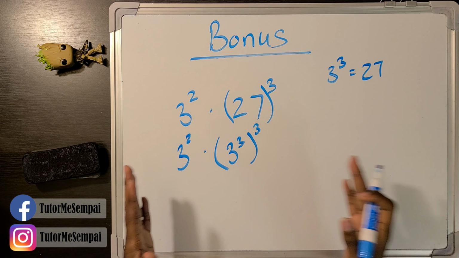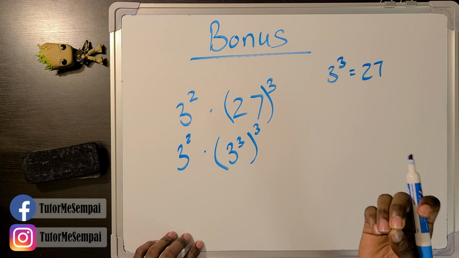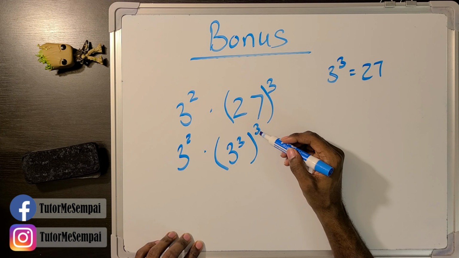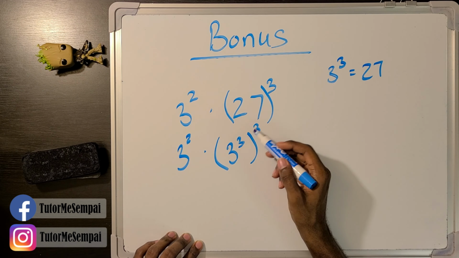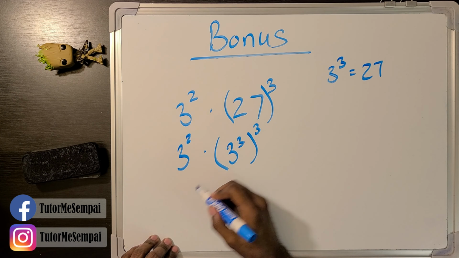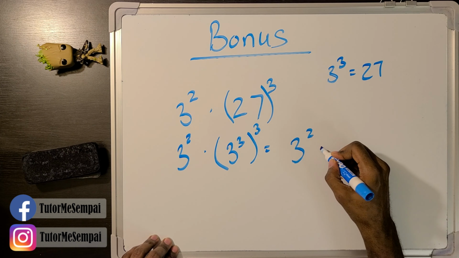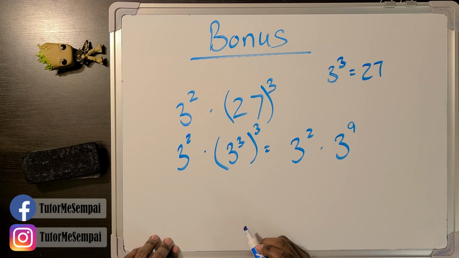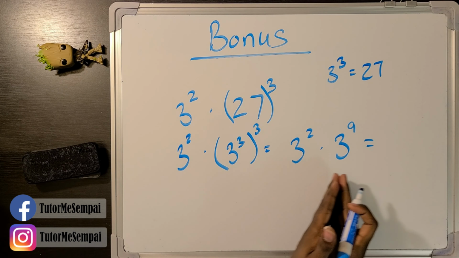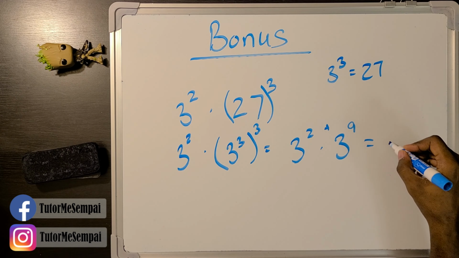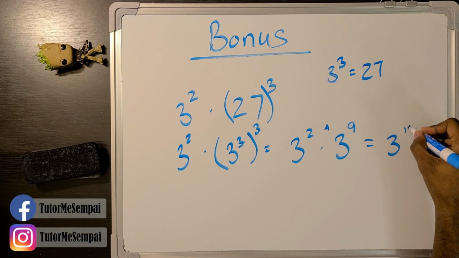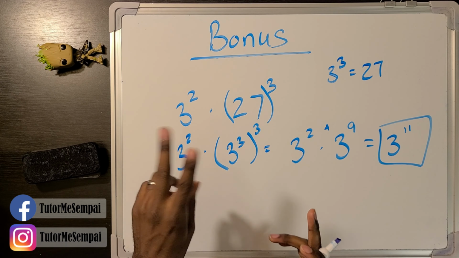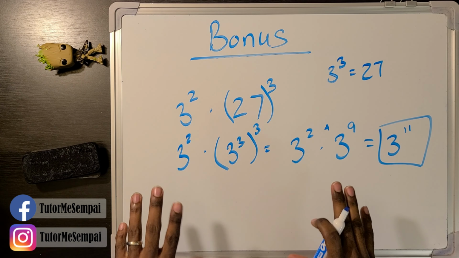Now instead of writing out a ton of stuff, we can use power of powers. So 3 cubed raised to the third power means what are we going to do? Multiply these exponents. So this is going to equal 3 squared times 3, what's 3 times 3? 9. 3 to the 9th. And your last part, now we have same bases. We know to add across the tops. You're going to get 3 to the 11th power, which is the same exact answer we got in the first video 2 weeks ago.